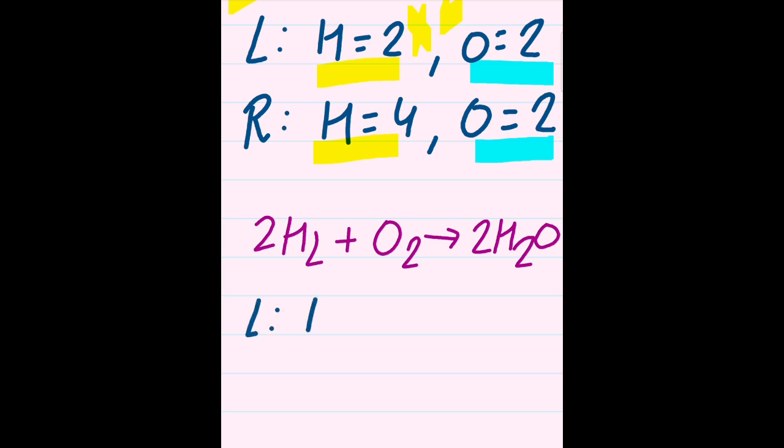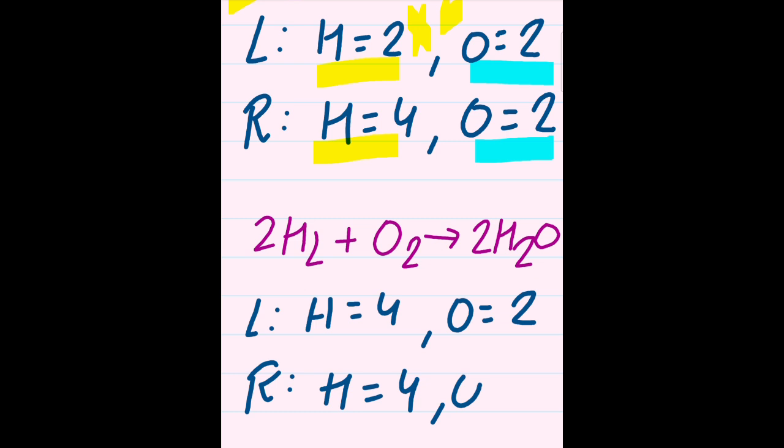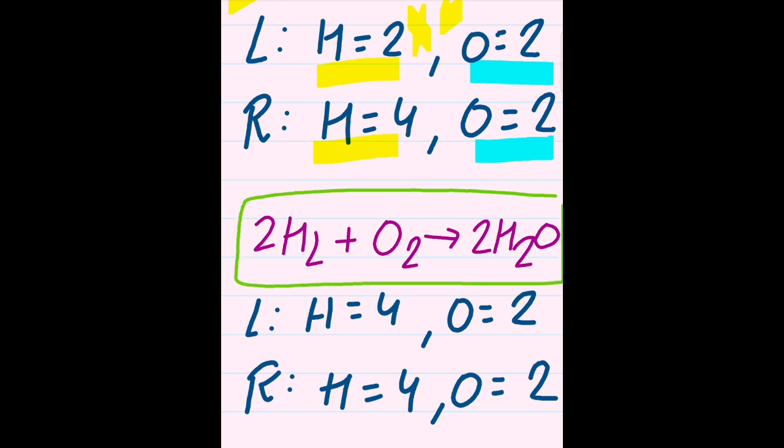Count the atoms again. On the left hand side there are 4 hydrogens and 2 oxygen, and on the right hand side there are 4 hydrogens and 2 oxygen. Both sides have the same number of atoms. The equation is now balanced. So this is the correct and final equation.